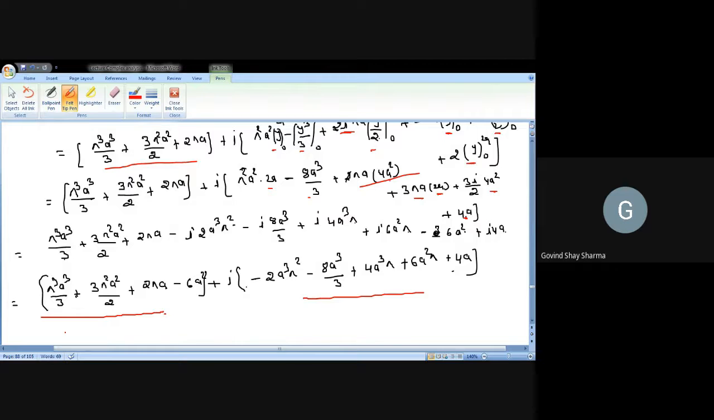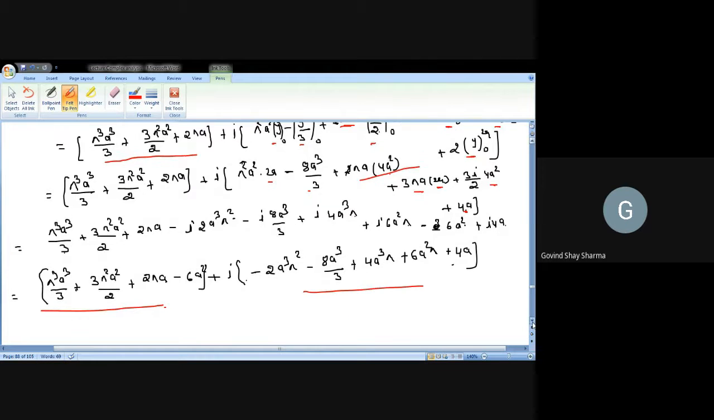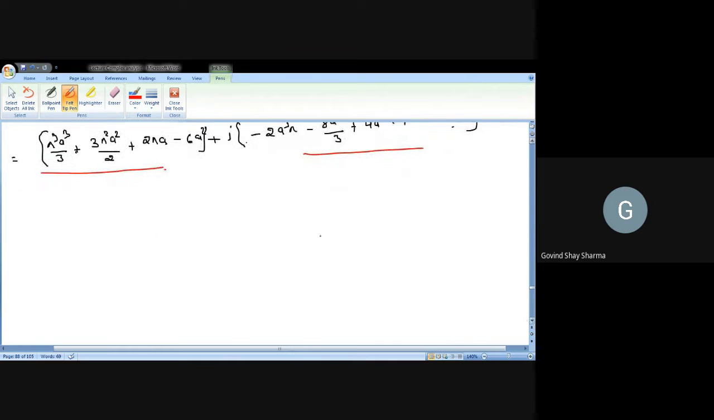This type of question is asked in your examination, to solve the integration of a complex function. Now again, one another question. This is important.